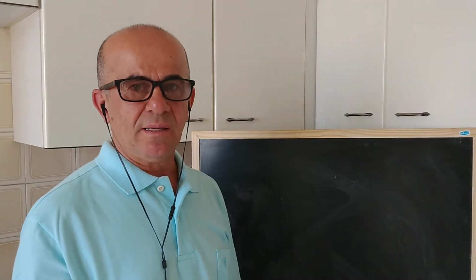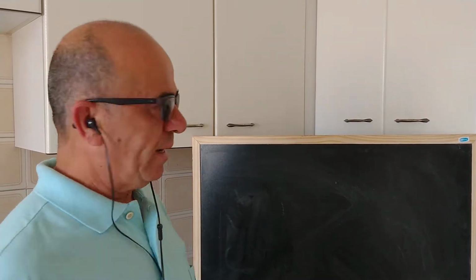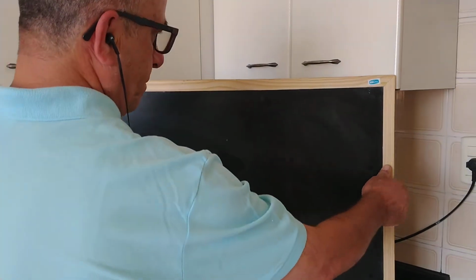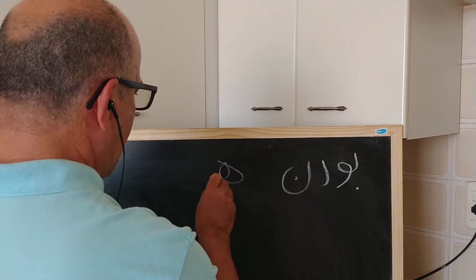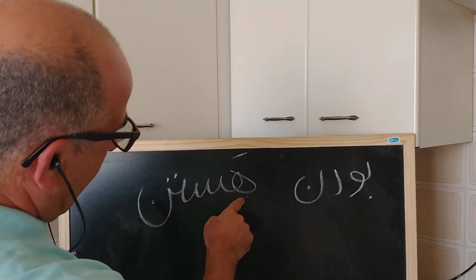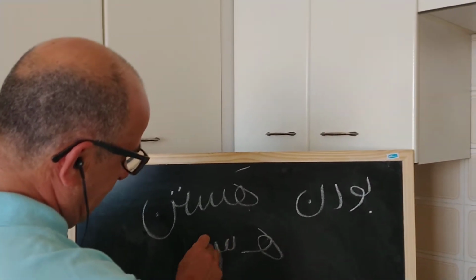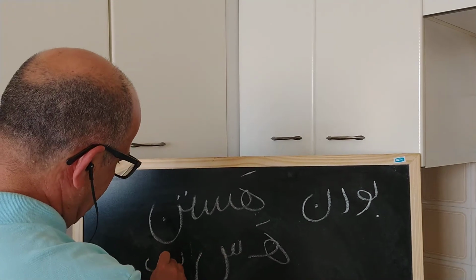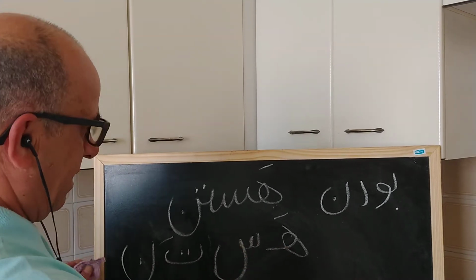In this class I'm going to teach you how to use the verbs in the present tense. First of all I'll start with the verb to be, hasta or budan. Budan, to be, or hastan. This is H, has, sin, T, hastan, hastan, okay?